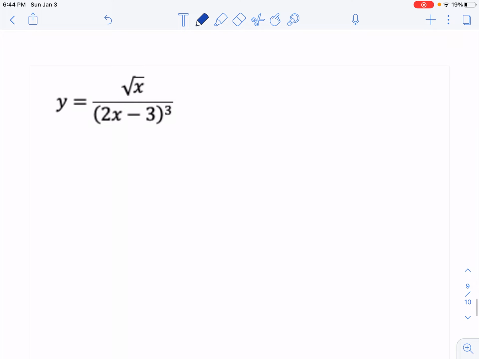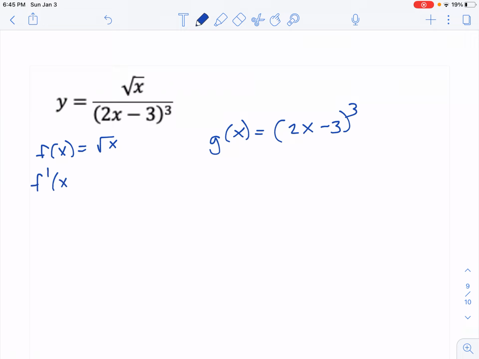Try this one. This one's trickier. Keeps getting harder. I'm going to find the derivative of both of these separately. Did you remember to write this as x to the 1/2? Did you remember the chain rule on this one? Multiply it by the derivative of the inside.